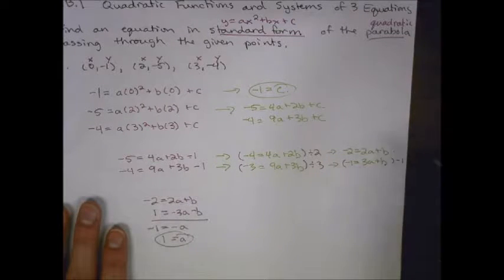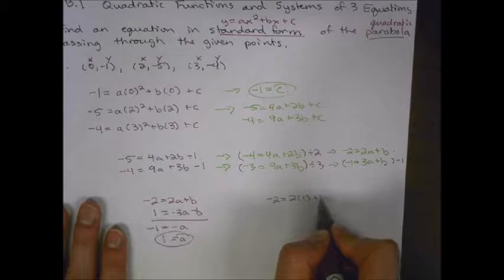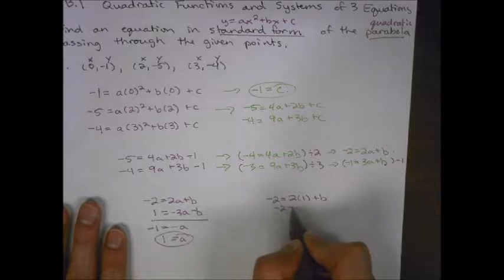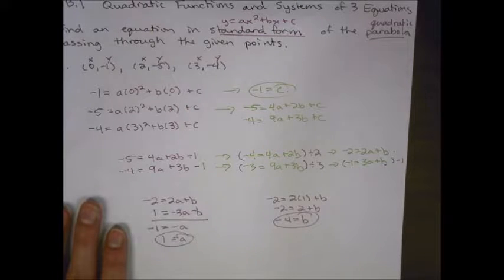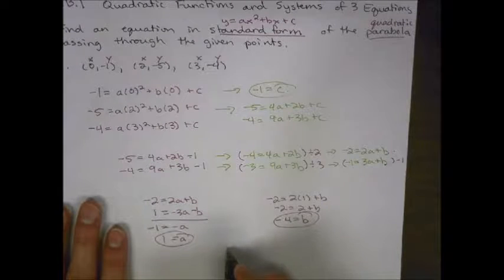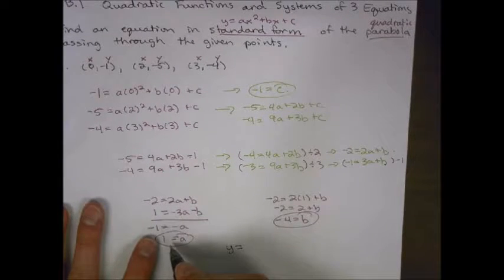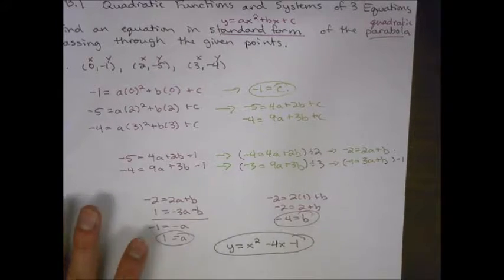I'm going to plug this into the top one. -2 equals 2 times 1 plus b. -2 equals 2 plus b. -4 equals b. So I have my a, b, and c. I can plug them into my standard form. Y equals 1 x squared, so I can just write x squared plus bx plus c. And that is my final answer.